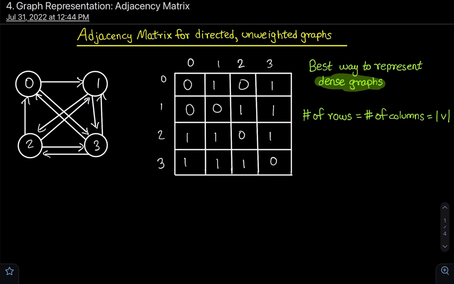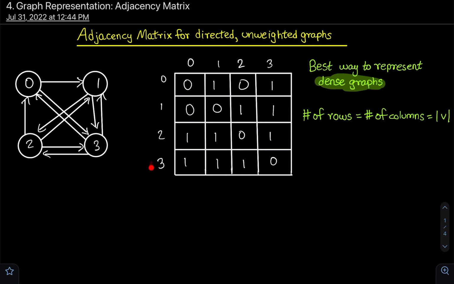So we will only include a 1 if there is a direct edge from a source node to a destination node. So we will read it like this. There is no edge from 0 to 0, so that's why we have a 0 here. There is an edge from vertex 0 to vertex 1, so there is a 1 here. There is no edge from vertex 0 to vertex 2, so there is a 0. And there is a direct edge from vertex 0 to vertex 3, so there is a 1. As we can see, there is a direct edge from vertex 0 to vertex 1 and a direct edge from vertex 0 to vertex 3.